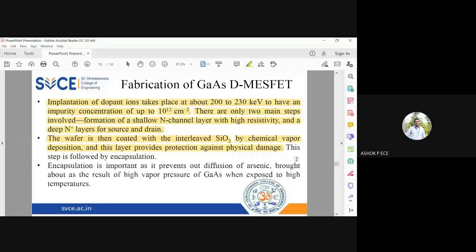So this step is followed by encapsulation. Encapsulation is important because it prevents the out-diffusion of arsenic brought about as a result of high pressure vapor when exposed to high temperatures. So at high temperature, arsenic may get diffused. That is prevented by using this encapsulation of SiO2 layer. You don't know at what temperature how the elements are going to behave, right? So for that, I'm going to take all the possible precautions in the fabrication.